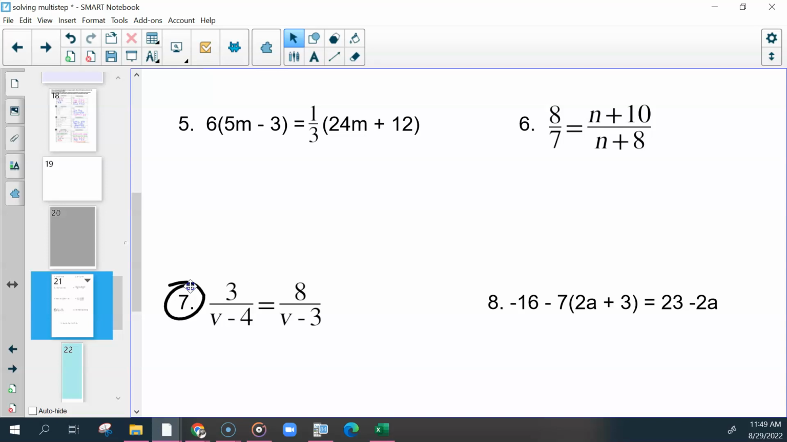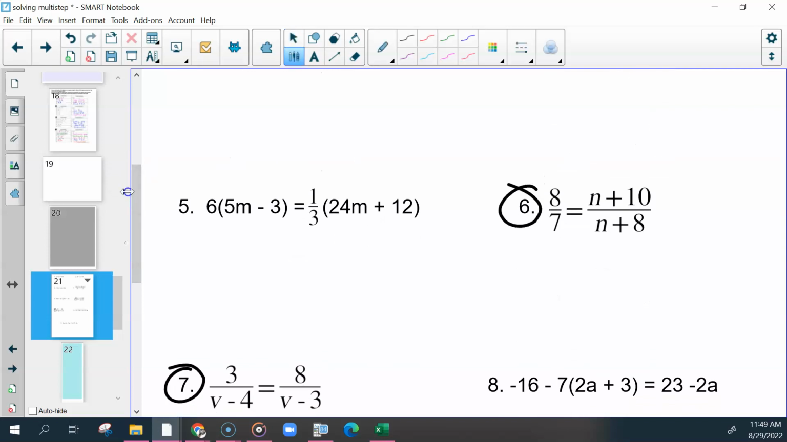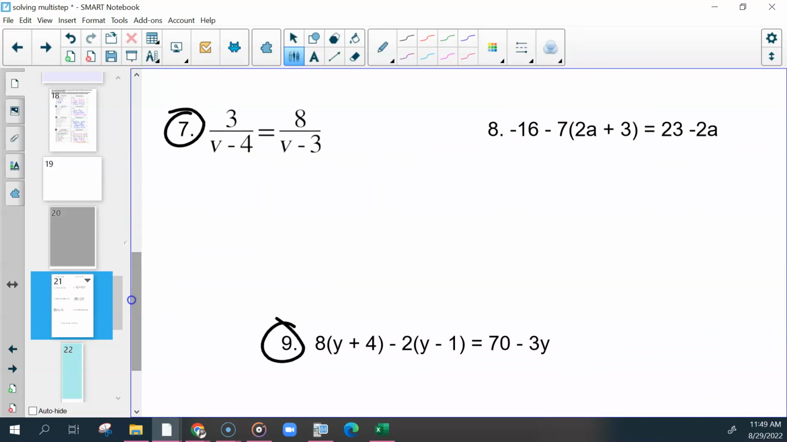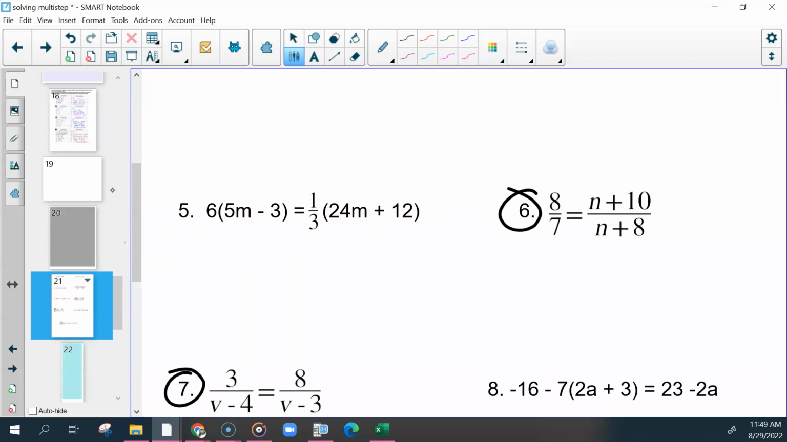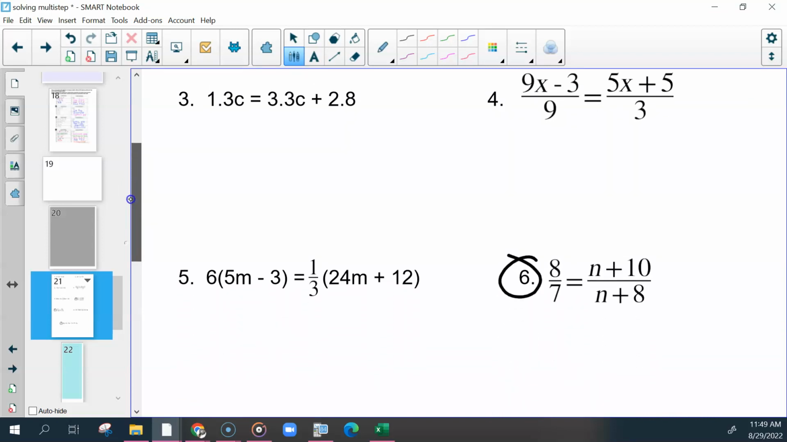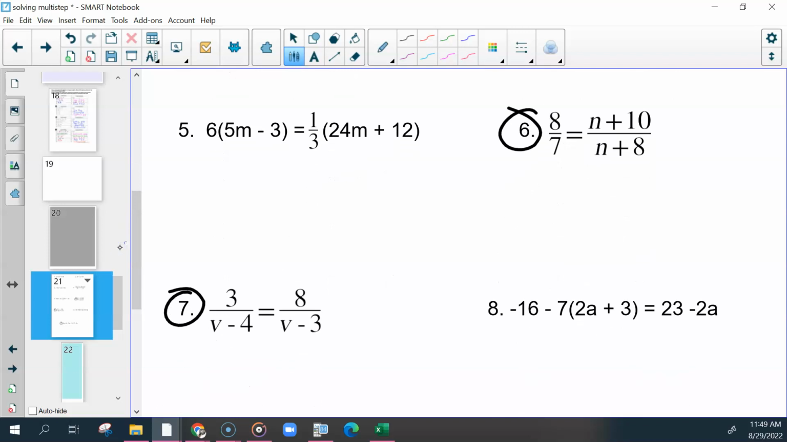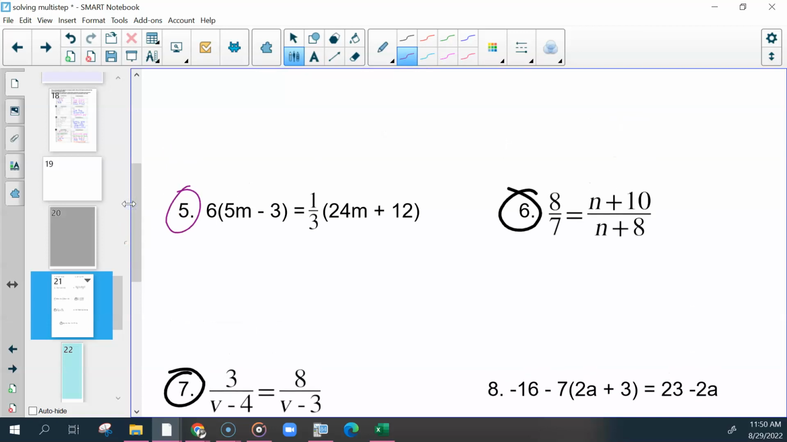Aaron? 6. So 9. 6 and 7 and 4 are all similar, so we're not going to do 4, but we can do 9. Any others? I want to go with number 5 because that fraction distributive is going to be intimidating. Alright, so we're going to start with 5, go to 6, go to 7, and then 9.